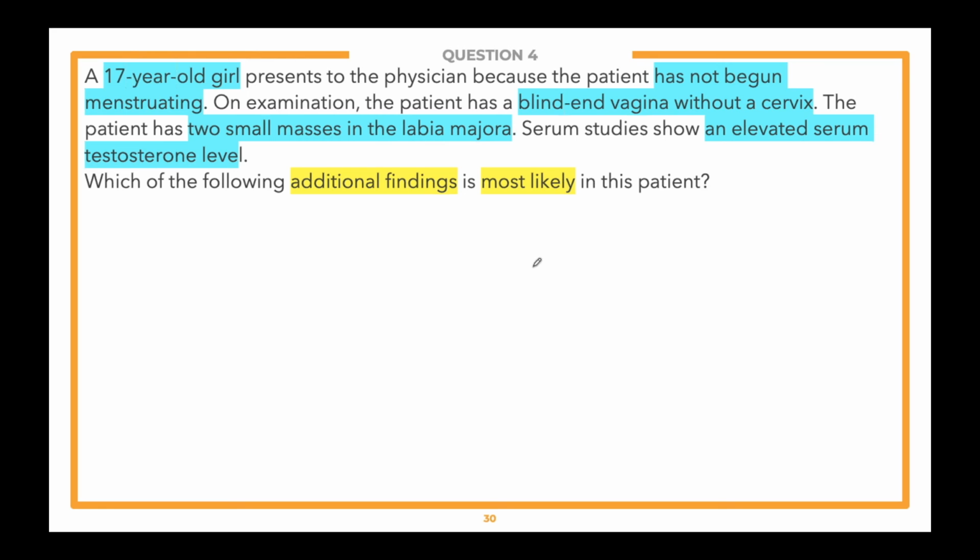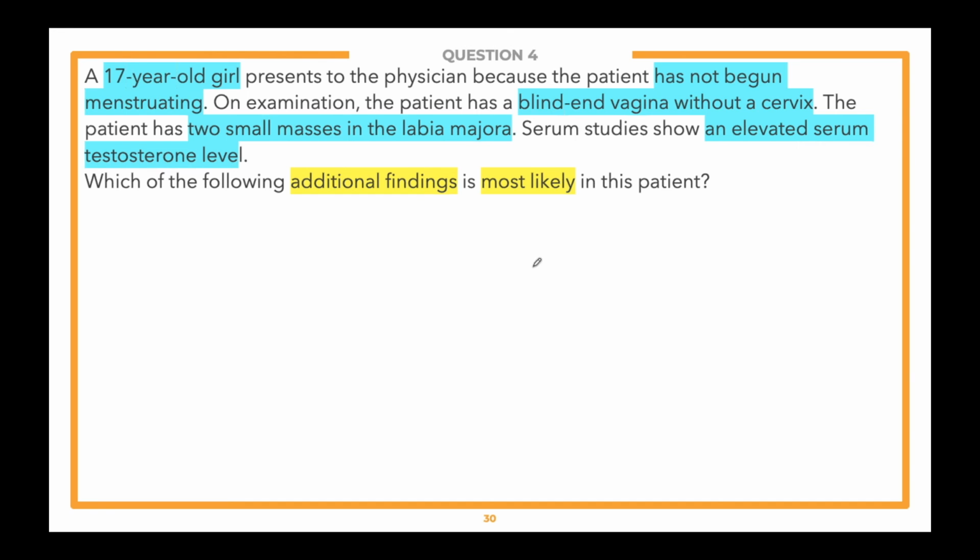A little bit of a shorter question now. We're told that we have a 17-year-old girl coming in because she has not begun menstruating. We are given some important physical exam findings and some serum studies as well. Hopefully we can use those clues to figure out what's going on, because this question is asking us about an additional finding most likely.